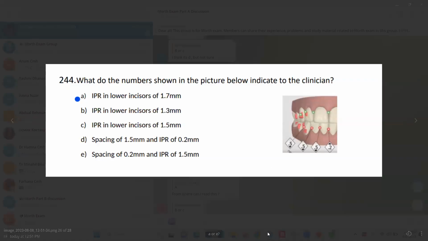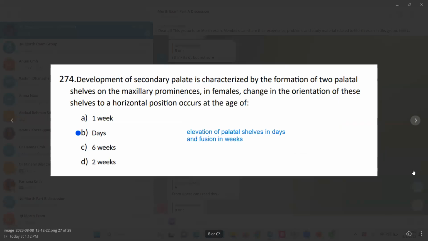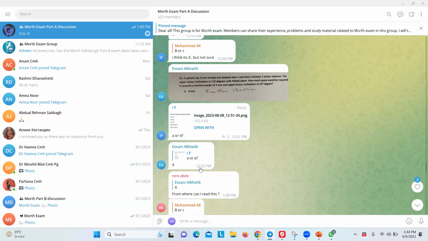What does the number shown in the picture below indicate about the inclination? Therefore, stripping: 0.5, 0.5, 0.5, so it's 1.75. Stripping needs to be done in future because of the white color of the triangle. So 1.7 IPR needs to be done in the lower arch, not only the incisors but also the canines, and that's in the future, not at this stage.